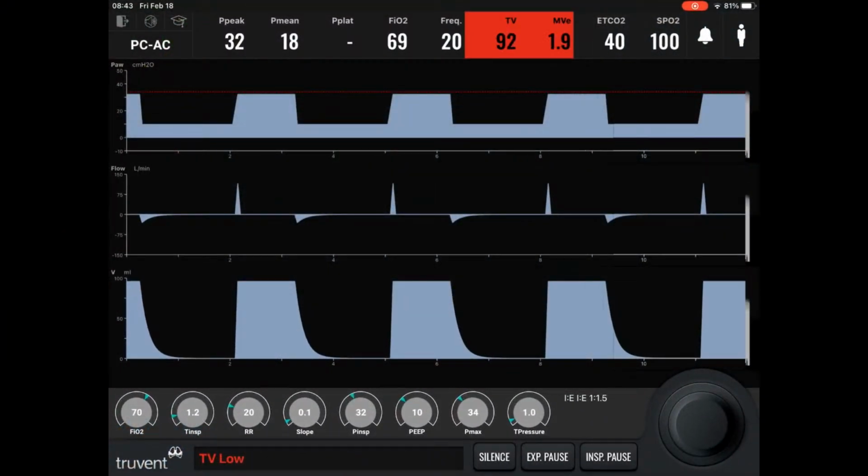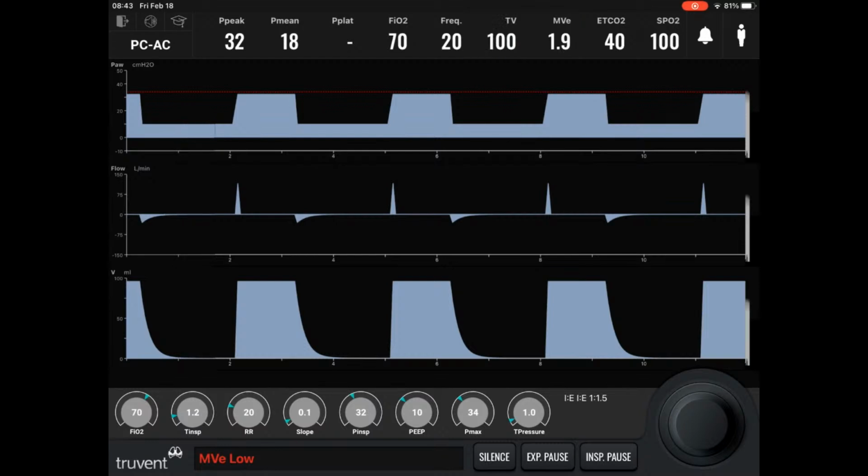So what we're looking at here is a tidal volume of 92. Peak pressures are already 32. The lungs are just simply not contributing. I can turn the FiO2 to 100%, but with the tidal volume that low, are you really going to affect much of a change? Probably not. No. I could probably turn the FiO2 down to 21%, and it's not going to make any difference.